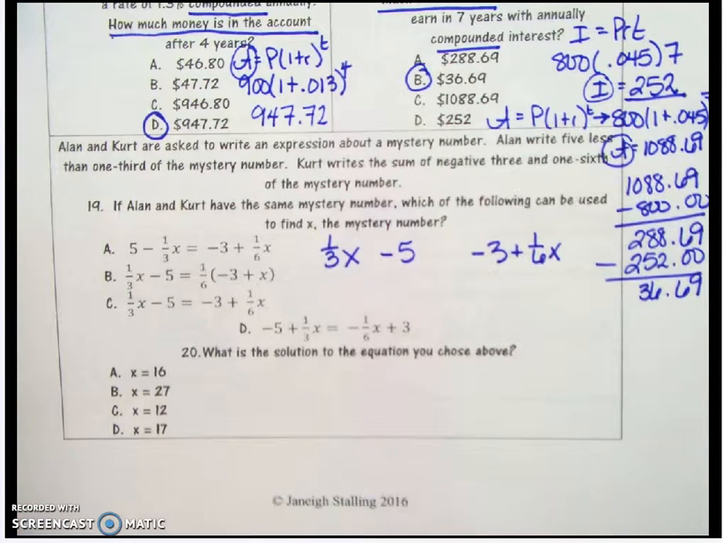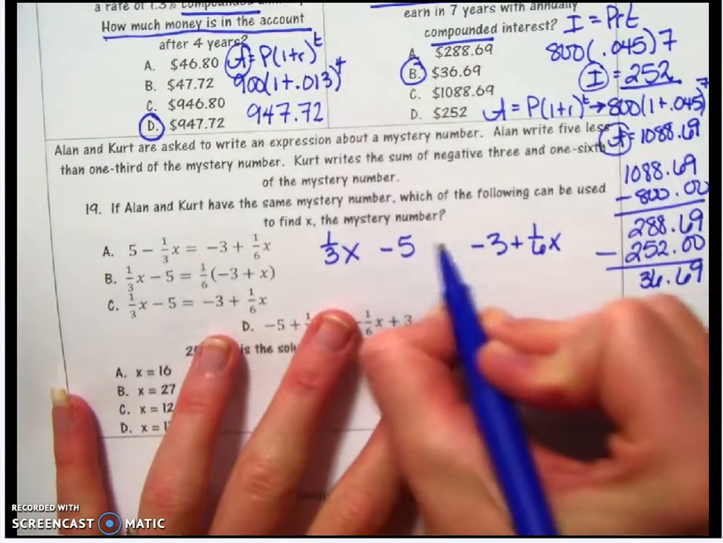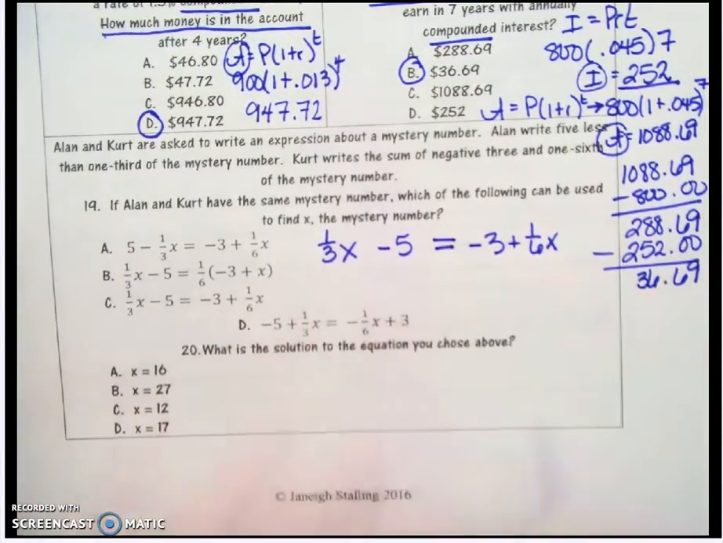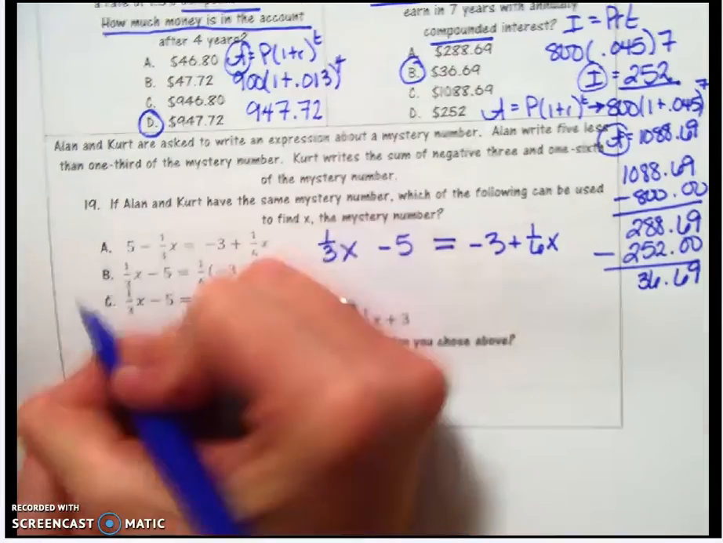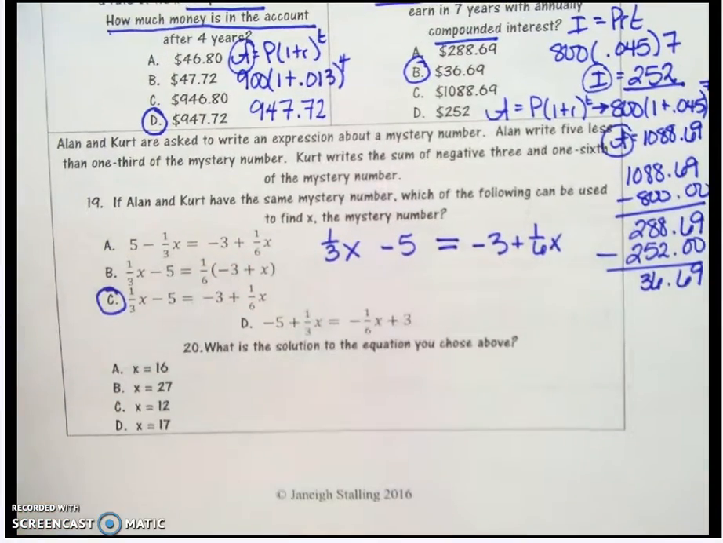So if Alan and Kurt have the same mystery number, which of the following can be used to find x? So if it's the same, we want it to be equal. And our equation matches up with C. Now for number 20, we're going to solve this.